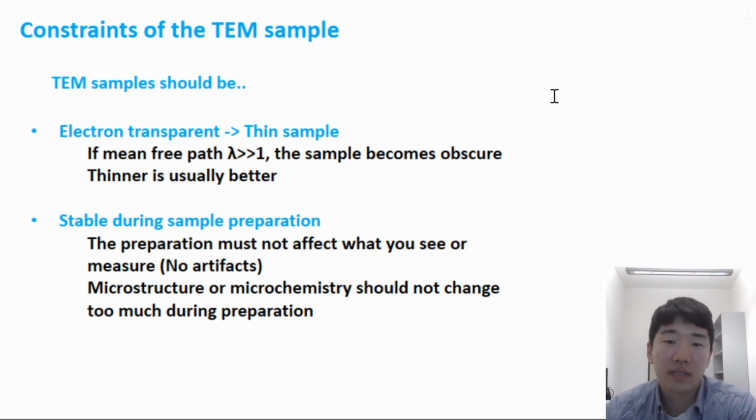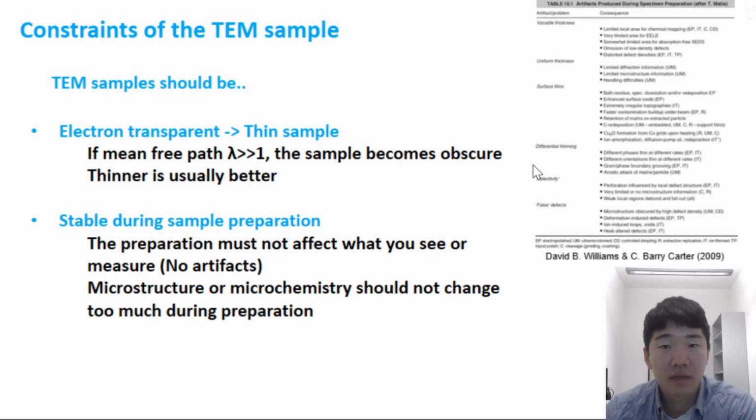Another important point is that the sample should not be affected too much by the sample preparation step. So a stable sample is actually better, but here this table shows some possible artifacts produced by the sample preparation step. As I told you, thickness is the thing that strongly affects your data. If you have an inhomogeneous thickness all over the sample, you will have only a limited area that can be measured in TEM, and the error signal from the thickness variance will significantly impact your observation.